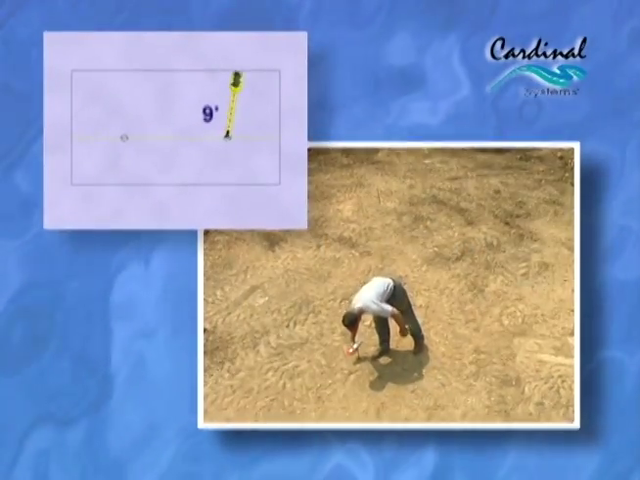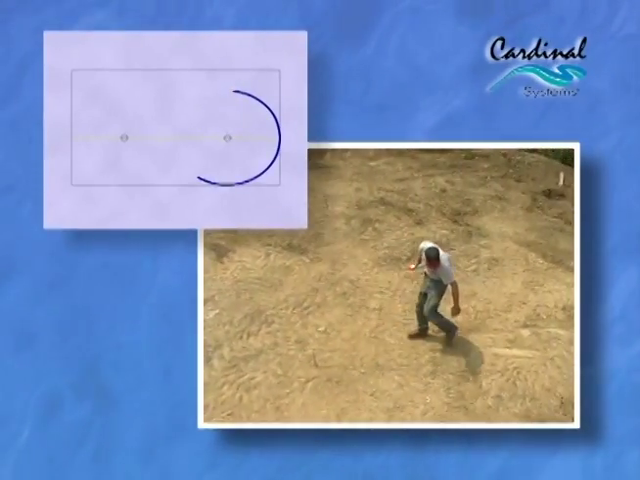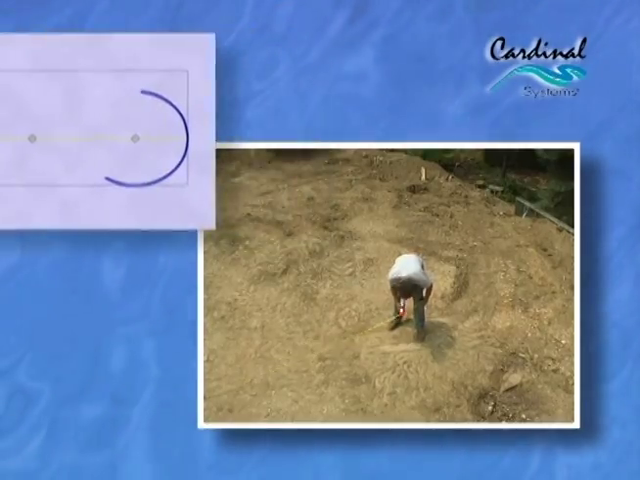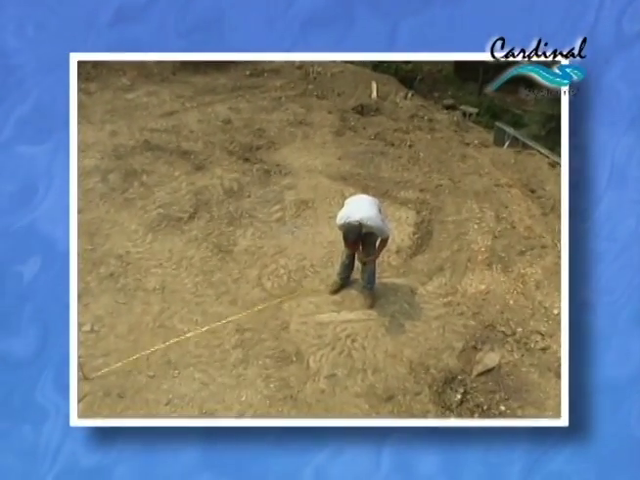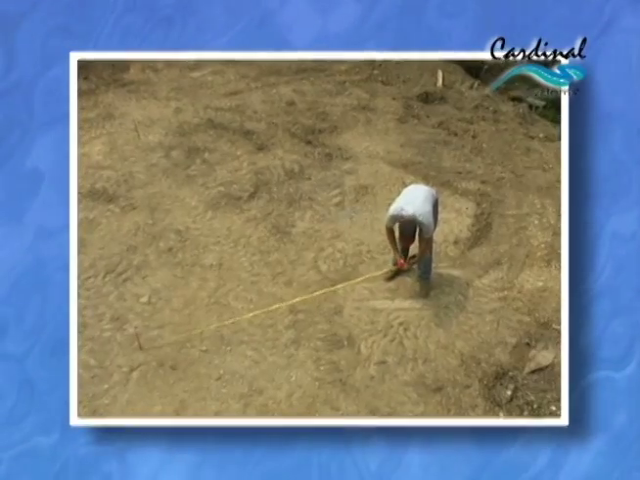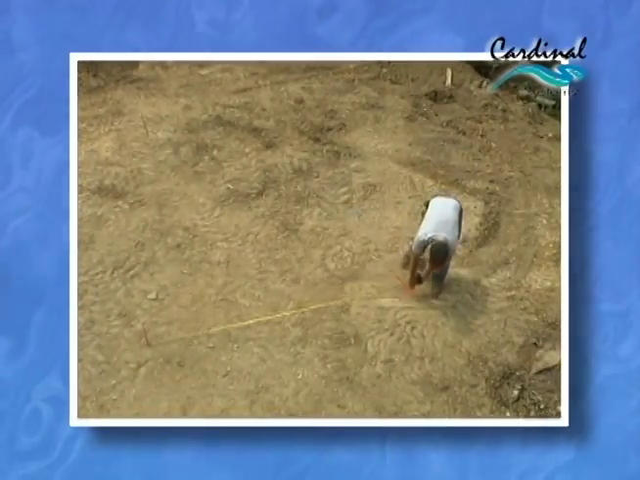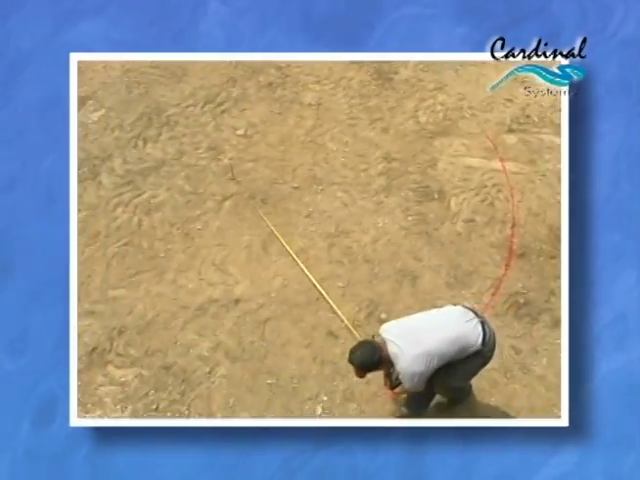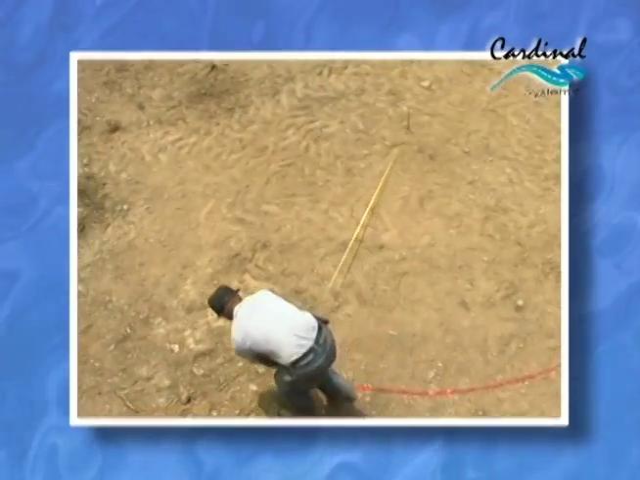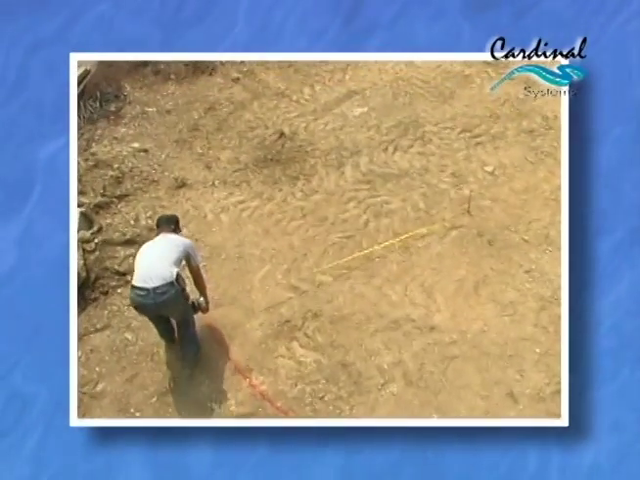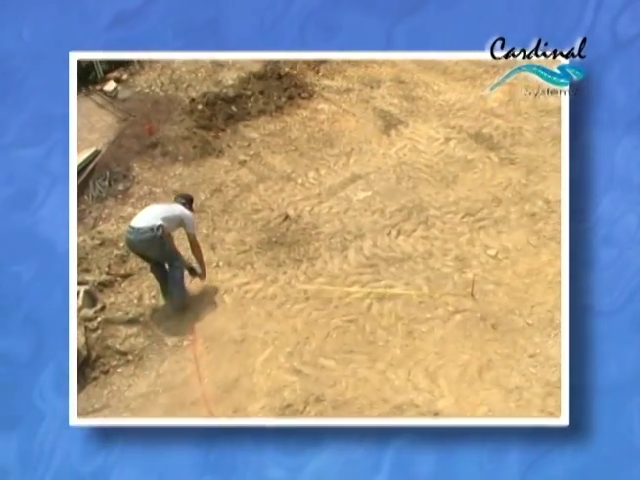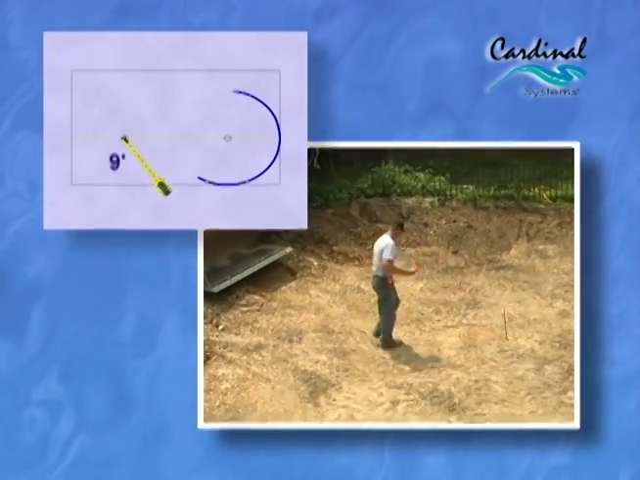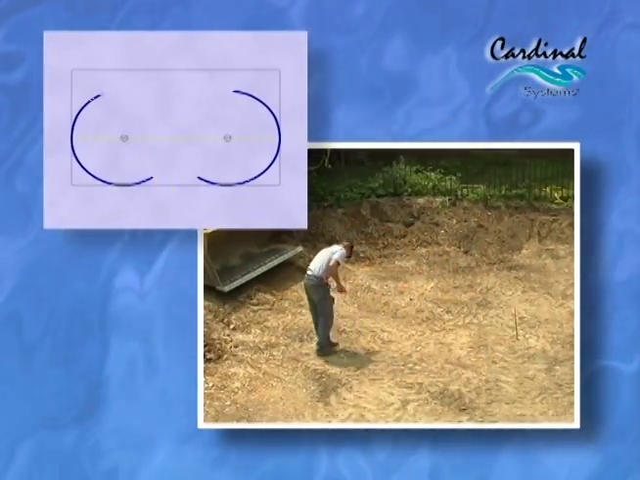Measure out 9 feet from point E and mark the shallow end radius. Do the same to mark the deep end radius, point F, which in this case is also 9 feet.